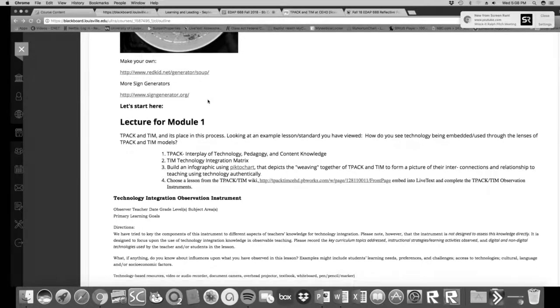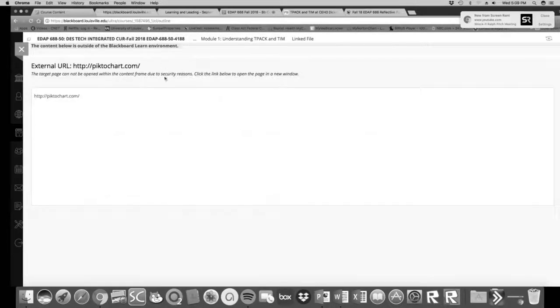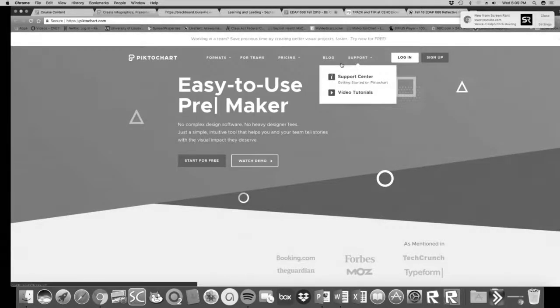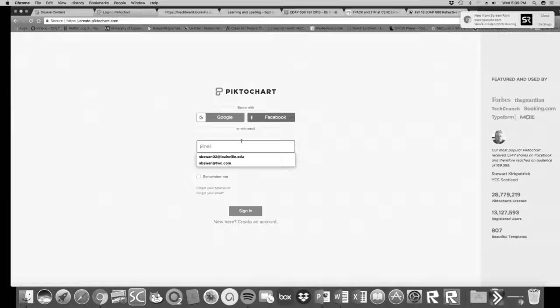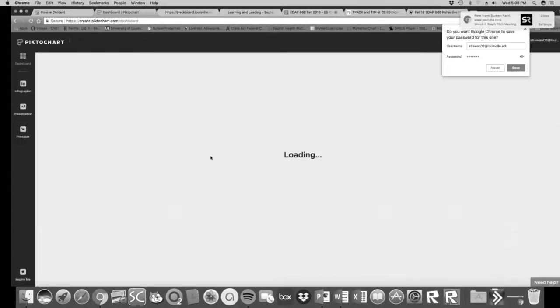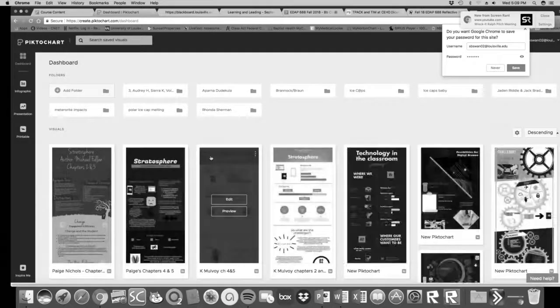What we're going to be doing is you're going to build an infographic using Piktochart, and here it is, and you're going to log in as me. And that will be as sbswan02@louisville.edu. Password will be ULIT241. Don't worry, we'll do this again because we're really not ready to do this yet. And you're going to build an infographic.